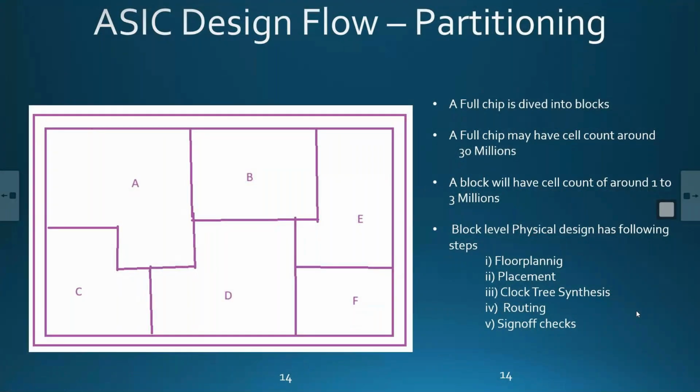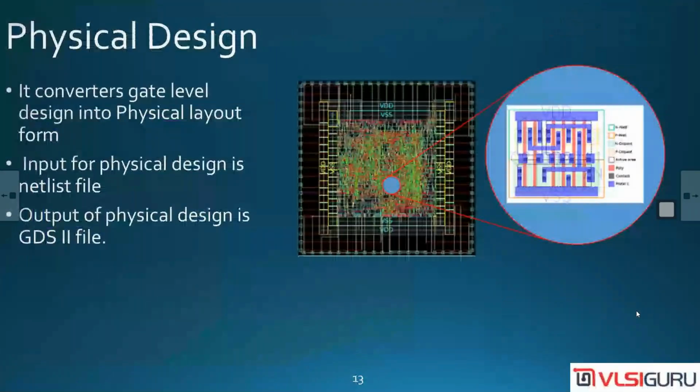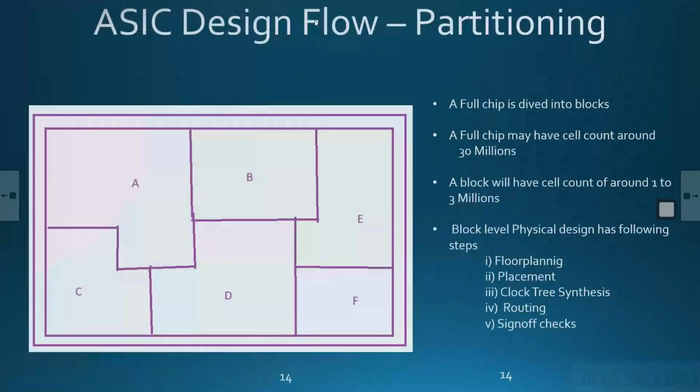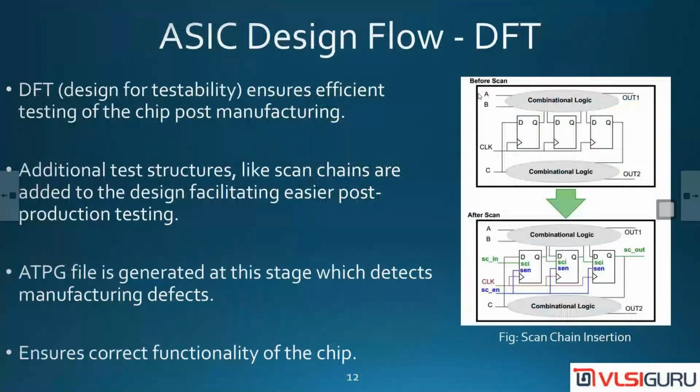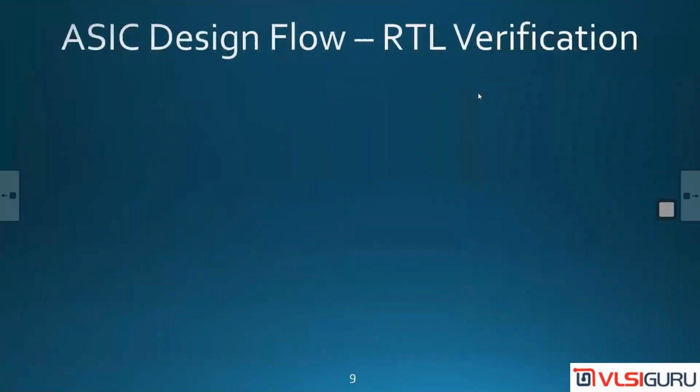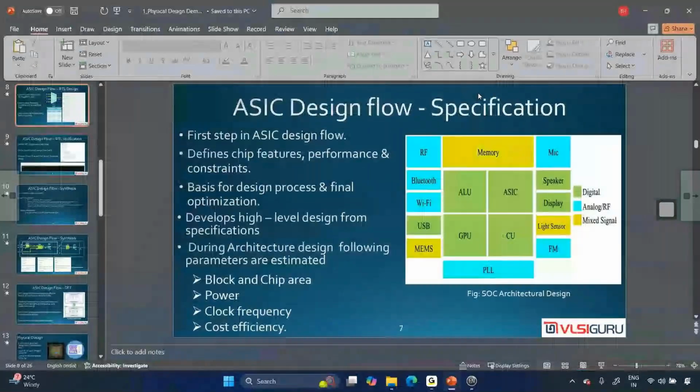Now, what is the first step in physical design? Partitioning. Partitioning means we cannot do physical design for the entire chip. So each chip has, this is the entire chip, right? This is the entire chip.